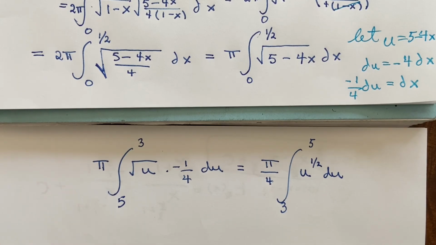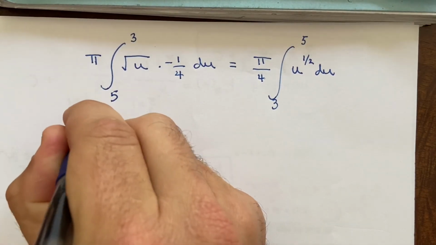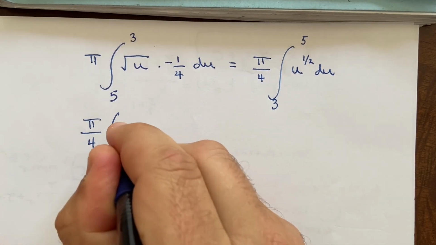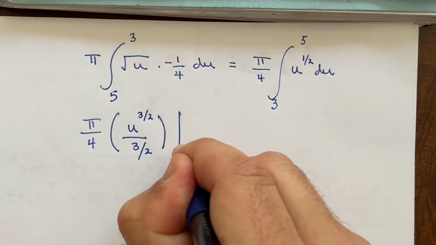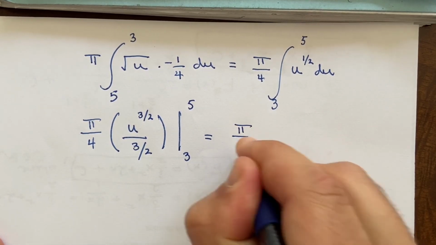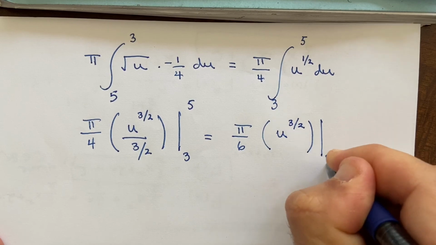And this is representing, if you remember, the surface area of this original thing rotated around the x-axis from 0 to 1/2. So now, carrying that antiderivative out, so pi over 4, and then I have u to the 3/2 divided by 3/2, and then from 3 to 5. So dividing by 3/2, same as multiplying by 2/3. So we'd have pi over 6 times u to the 3/2 from 3 to 5.